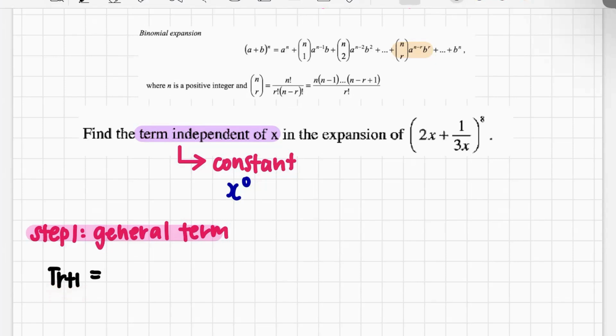Then what we have here is that n is 8, right? So 8 choose r. This one will be 2x, whole thing to the power 8 minus r. This part here is 1/3 x. Sorry, the x is below, right? So 1 over 3x, then this one here will just be to the power r. So no need to memorize the general term. It's given in the formula sheet, okay?